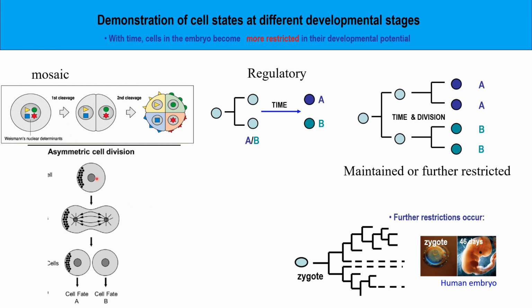I just mentioned here that these mosaic style cleavages are very similar to asymmetric cell divisions that we will hear about later on, where the determinants are unequally distributed in the cell, and as the cell divides, it passes the majority of these determinants to one daughter cell.